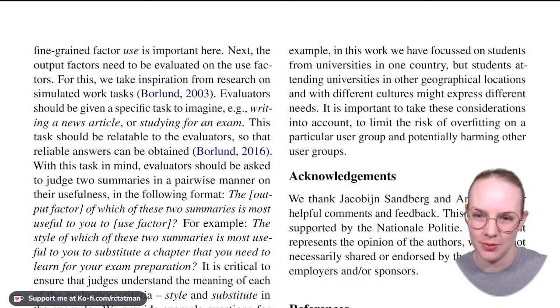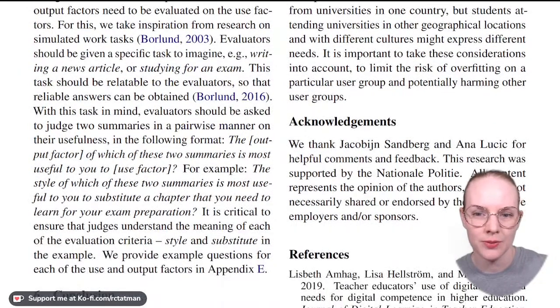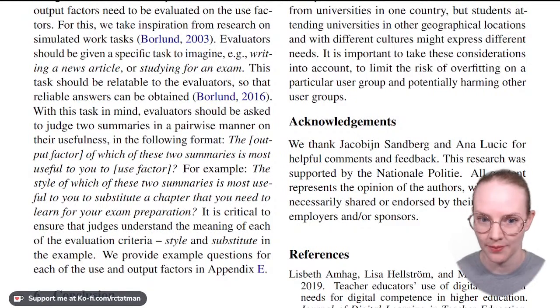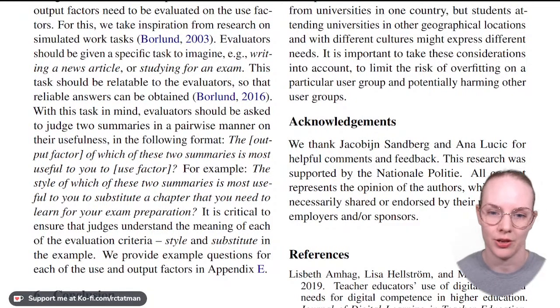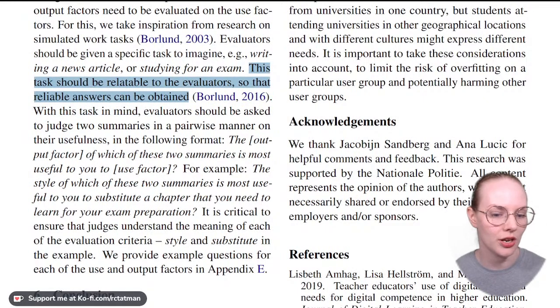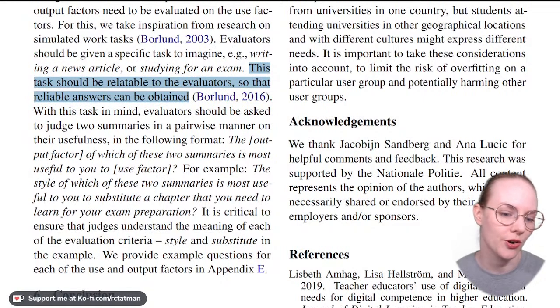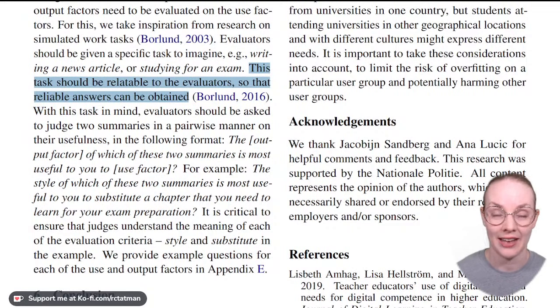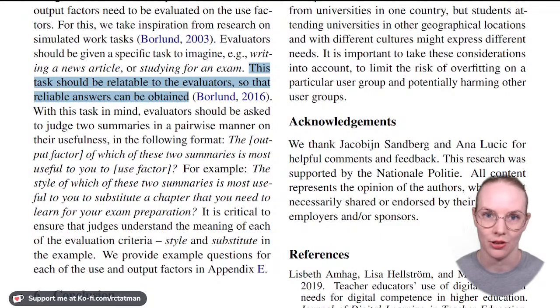Next, the output factors need to be evaluated on the use factors. For this, we take inspiration from research on simulated work tasks. Evaluators should be given a specific task to imagine, e.g. writing a news article or studying for an exam. This task should be relatable to the evaluators so that a reliable answer can be obtained. So like I said, if you're doing Mechanical Turk and you're like, imagine you're studying for your PhD thesis presentation and nobody who you're asking it from has ever had to do that, or maybe nobody in their close social circle has ever had to do that, that's not relatable. They're not going to give you good data.